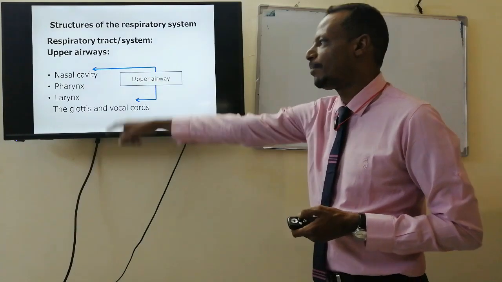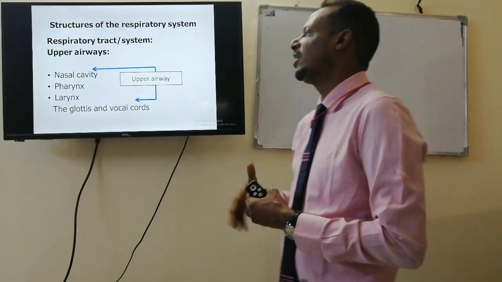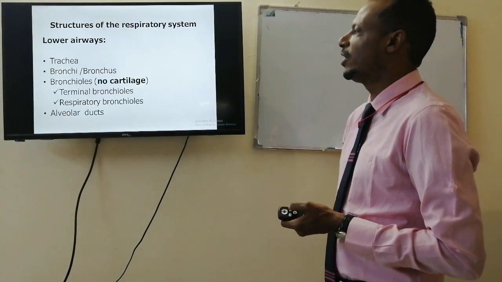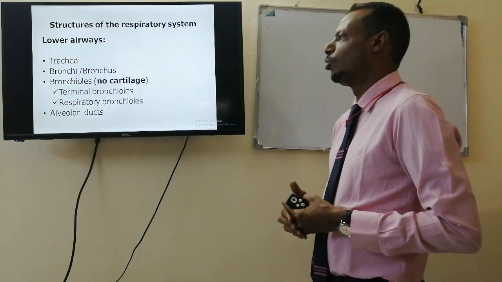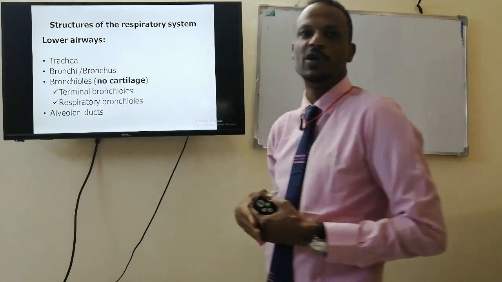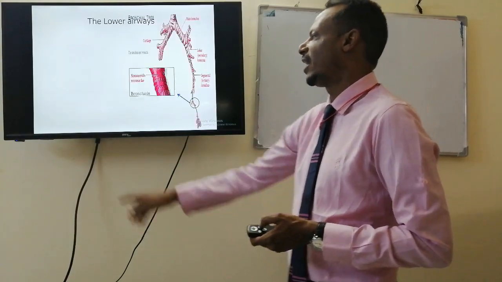We call this the upper airway. So the upper airway includes the nasal cavity, pharynx, and larynx, while the lower airways include the trachea, the main bronchi, the bronchioles, which include two types, the terminal bronchioles and the respiratory bronchioles, the alveolar ducts, and the alveoli.